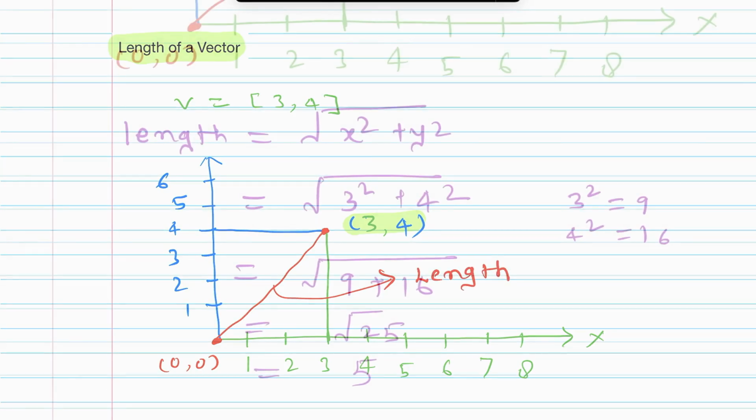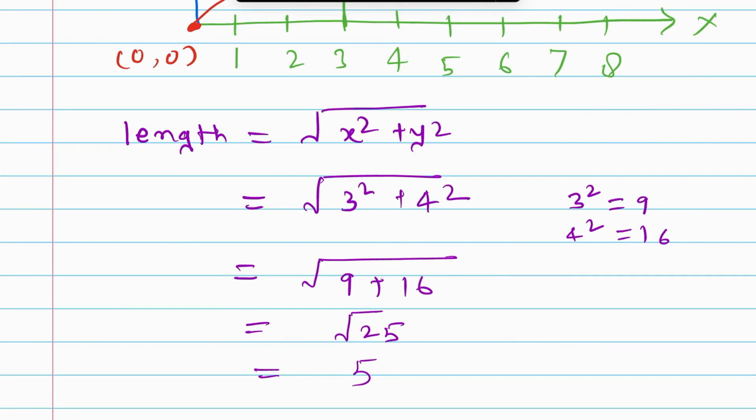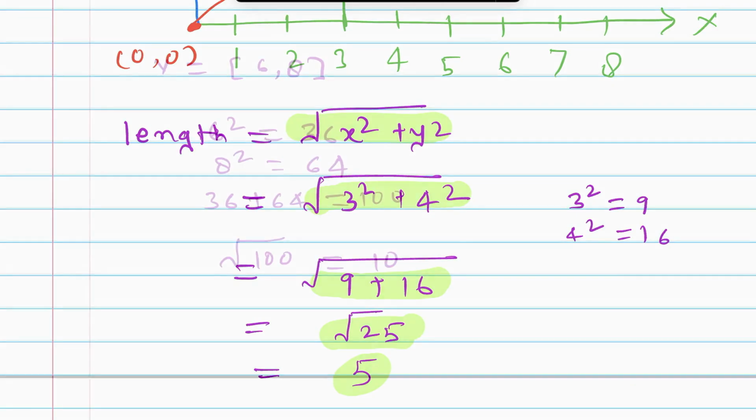To compute the length of that line, we use the Pythagorean theorem. The formula for the length of a vector x, y is the square root of x squared plus y squared. Now substitute our values. First compute the squares. Add them together. Now take the square root. So the norm of the vector 3, 4 is 5. This matches the result returned by NumPy.